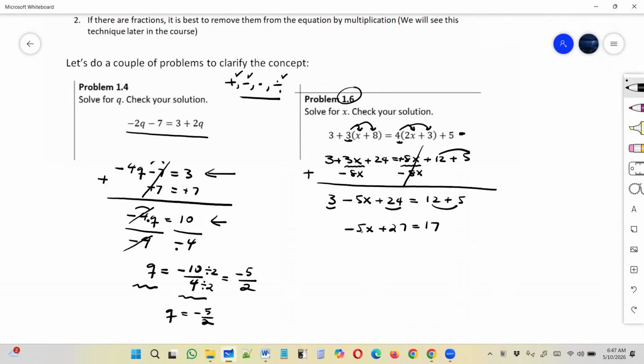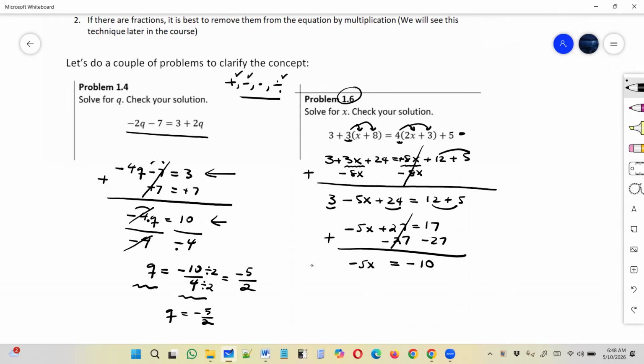Now, to solve this equation, I have to isolate the variable in one side, so the 27 cannot be on the left. So I'm going to subtract 27, and if you do it here, you do it on the other side as well. Add them. The minus and plus 27 cancel, and I get positive 17 minus 27, which is negative 10.